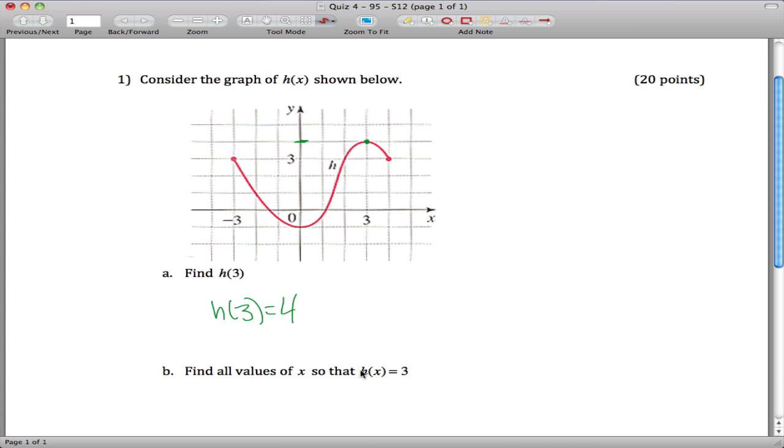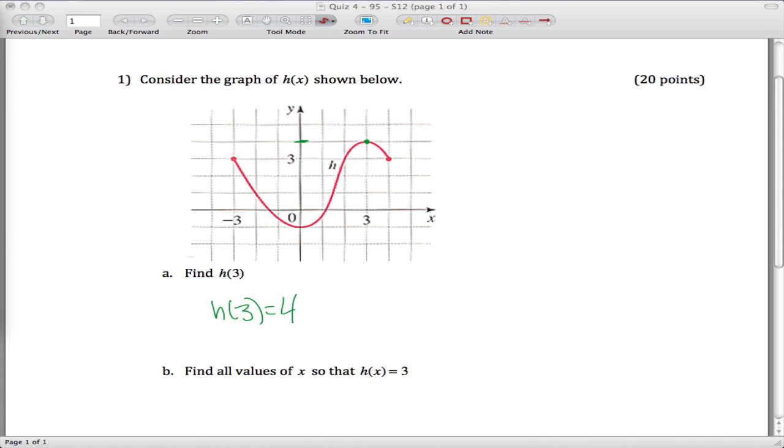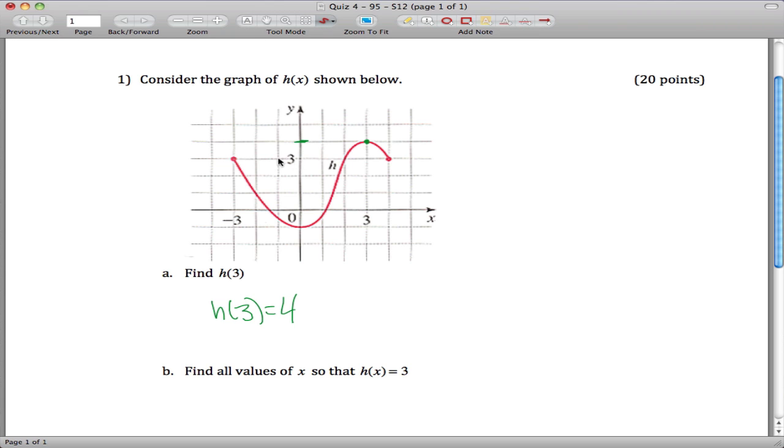Find all values of x so that h of x equals 3. Okay, so this is kind of the backwards of this question. Now I'm saying, what would you have to put in for the height to be equal to 3? So the way you get that is you say, all right, the height's equal to 3 right here. Looks like that happens here, here, and here. So those are at x values of -3, +2, and +4. So x equals -3, 2, and 4.